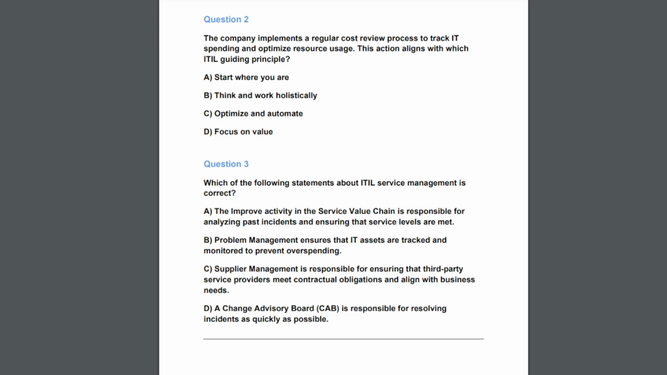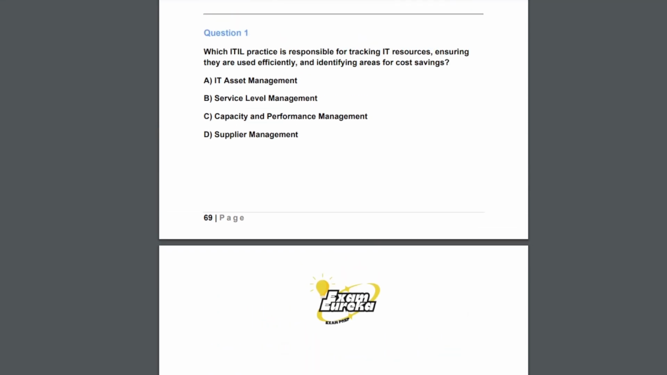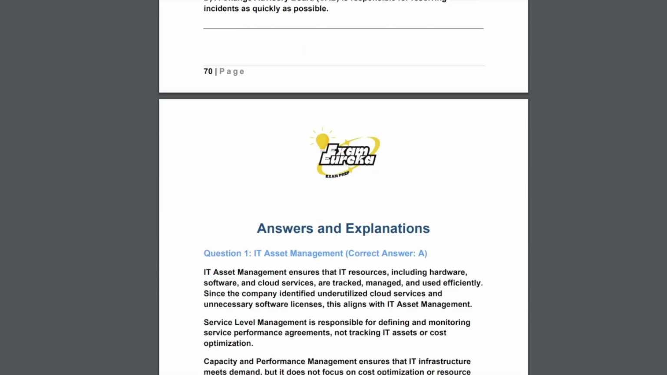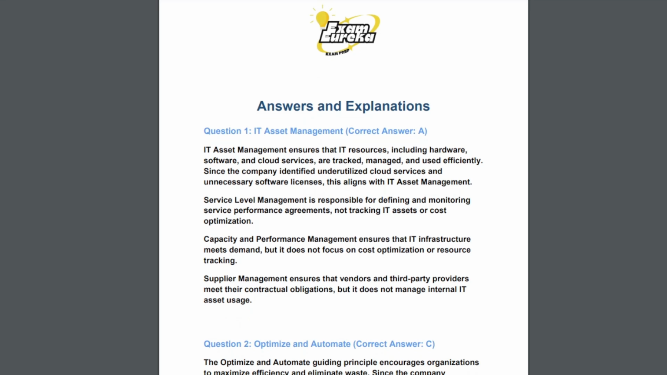So we're going to look at the answers. First, let's refresh our memory what question 1 was about. This was the ITIL practice responsible for tracking IT resources. And the answer to that question is, of course, IT asset management. IT asset management ensures that IT resources, including hardware, software, and cloud services, are tracked, managed, and used efficiently. Since the company identified underutilized cloud services and unnecessary software licenses, this aligns with IT asset management.